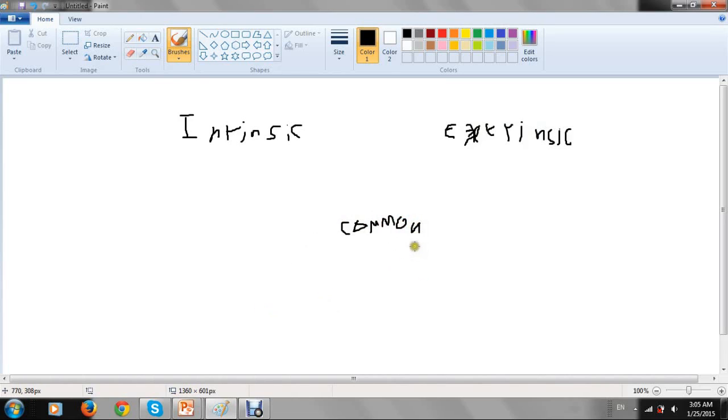The common pathway basically consists of factor 10. Okay, X is 10 in Roman numerals. Factor 5, factor 2, and factor 1, which is basically called thrombin.